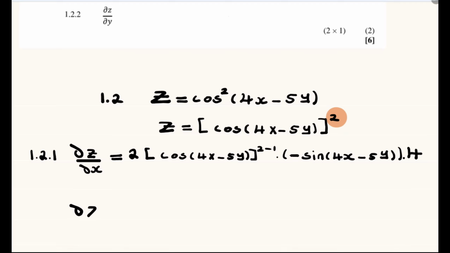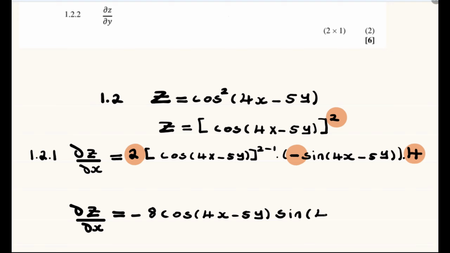We simplify the partial derivative of z with respect to x, and we have the 2 multiplied by that 4 multiplied by the negative as negative 8 multiplied by the cos of 4x minus 5y, and 2 minus 1 in the exponent will be 1. We multiply this by the sine of 4x minus 5y, and this will be our 1.2.1.